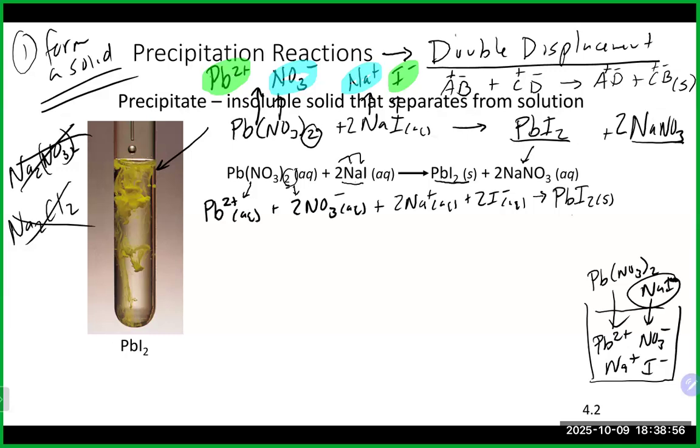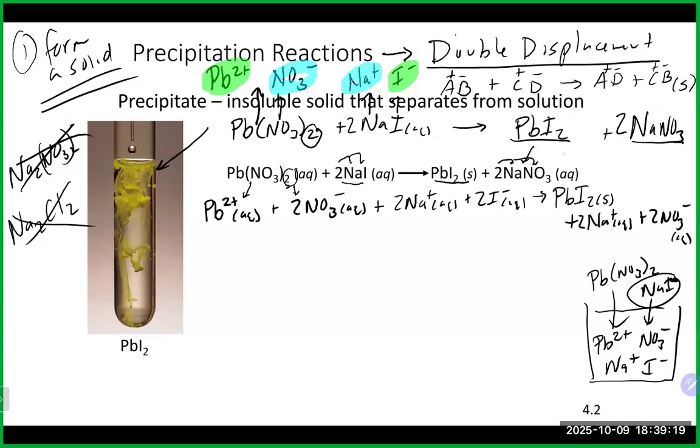So I'll just go underneath since I'm running out of room. We will get, again, 2 sodium ions and 2 nitrate ions here. And again, that's from the 2, which basically says we have 2 of those. This equation that I just wrote is basically what's happening in this solution when we dump all that in there.